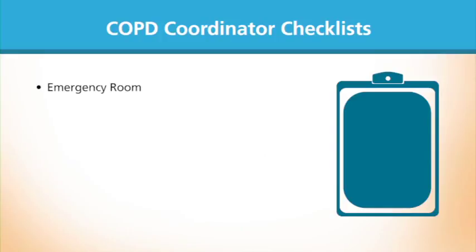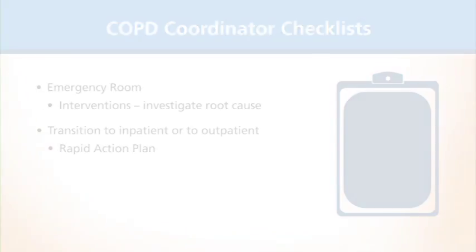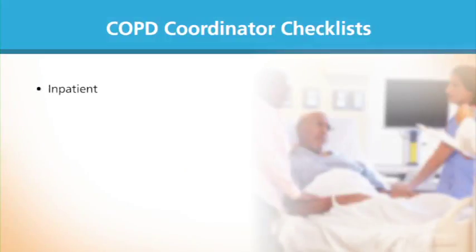Should the patient present to the emergency room, one of the interventions should be to investigate the root cause for that admission. If the patient transitioned to inpatient or to outpatient, they would use the rapid action plan. So it depends on what direction the patient is going and whether you're able to manage the exacerbation in the outpatient phase. But should they progress to the inpatient phase, smoking cessation support in smokers would be critical.